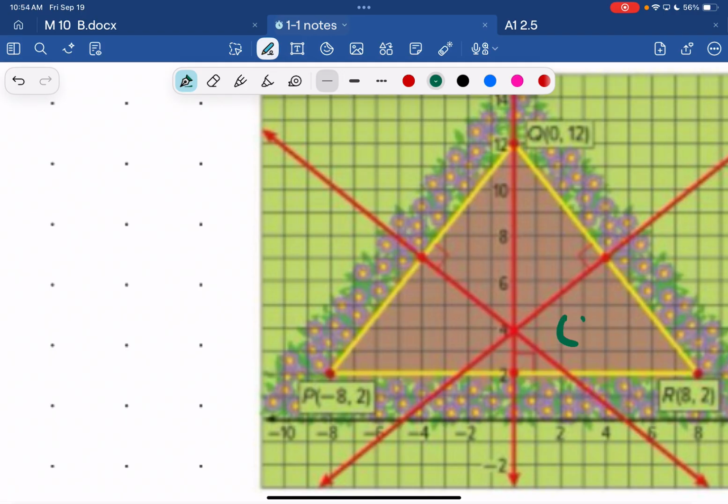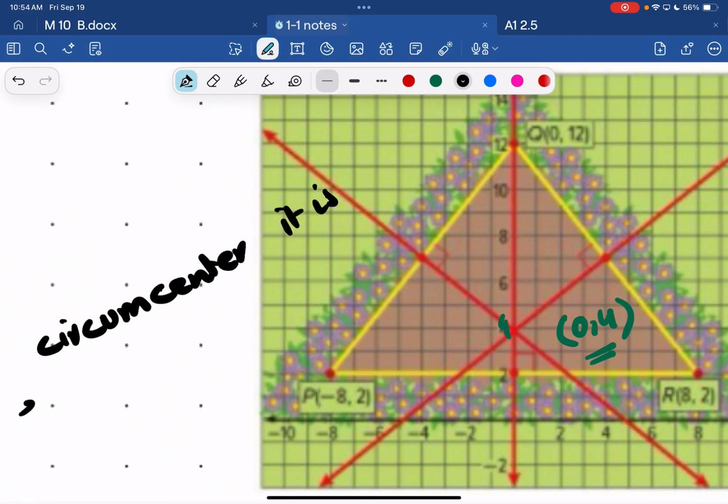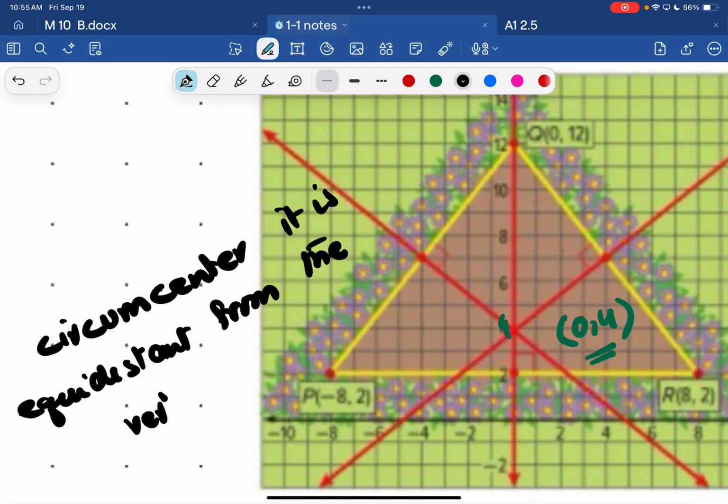It is the point of intersection. That is the circumcenter. It is equidistant from the vertices. Good job.